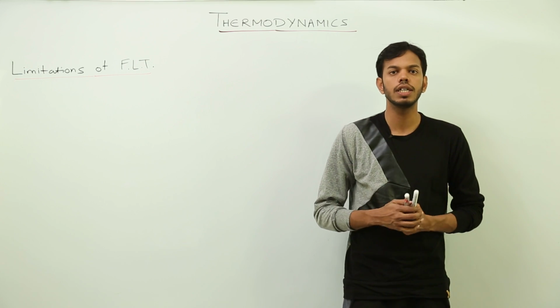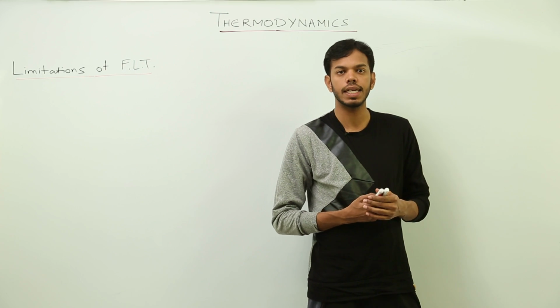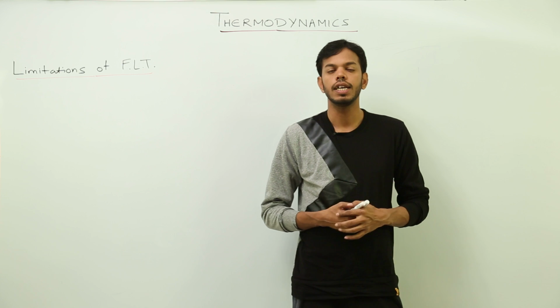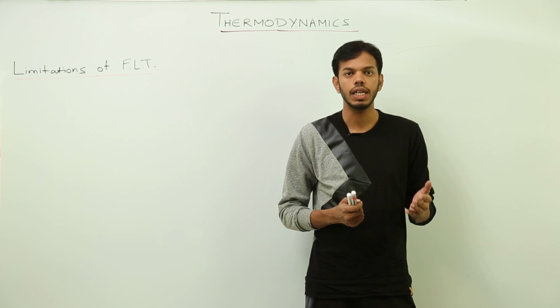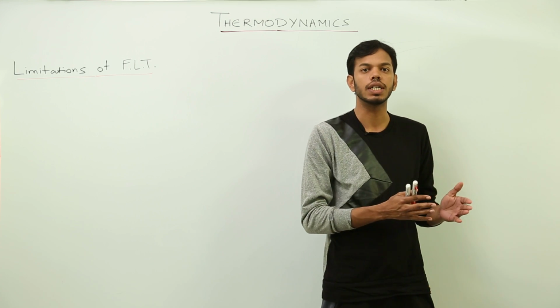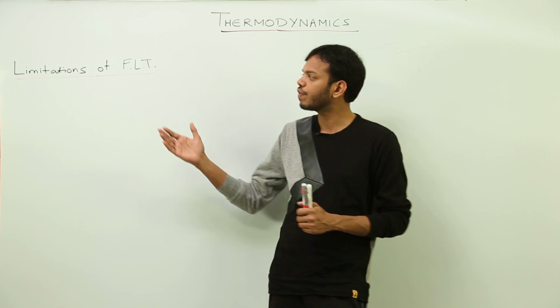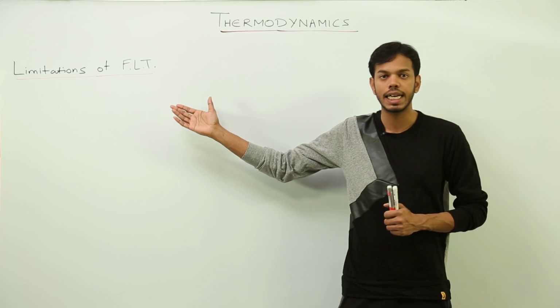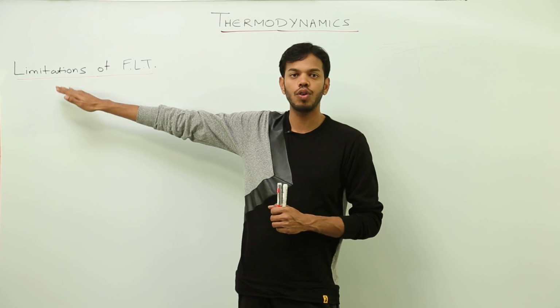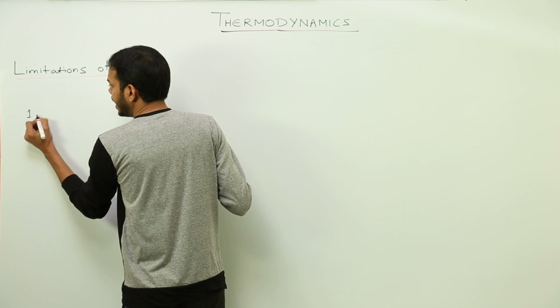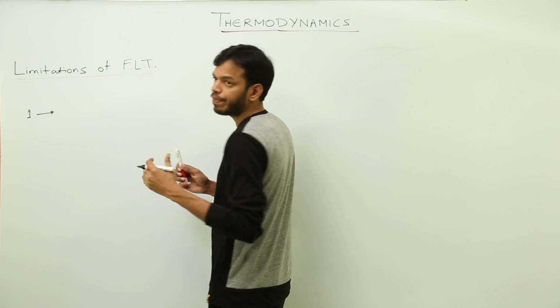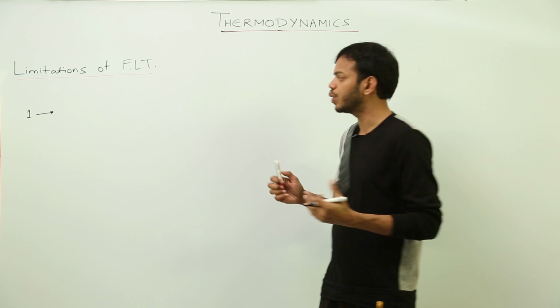Now we have already studied the first law of thermodynamics, which is basically the law of conservation of energy, right? The first law of thermodynamics essentially establishes the equivalence between the heat energy and mechanical work done. However, the first law of thermodynamics, which I am representing as FLT, also has a few limitations. The most important limitation is that it does not explain the direction in which change is going to happen.